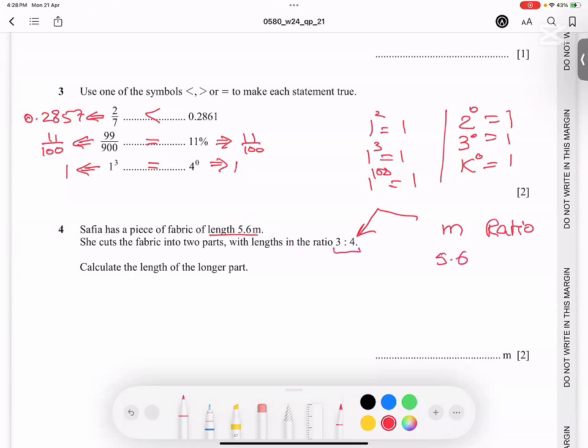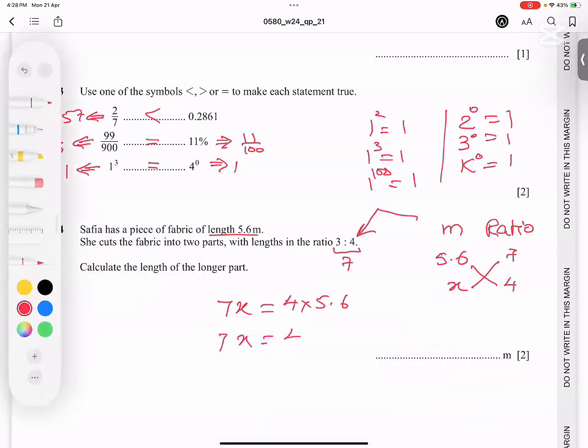And if I add them, I got 7. So 7, I repeat my words: total length, total ratio. I'll write in front of each other. Okay. And I'm looking for 4, put a question mark, and cross multiply. So x multiplied by 7 is equal to 4 multiplied by 5.6. Now I'm going to show you how to remove the decimal. You know it very well. I'm trying my level best doing it without a calculator.